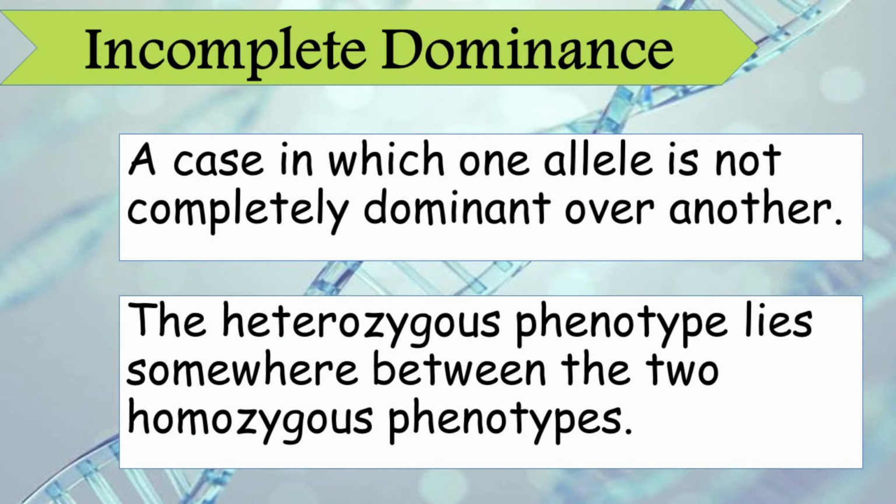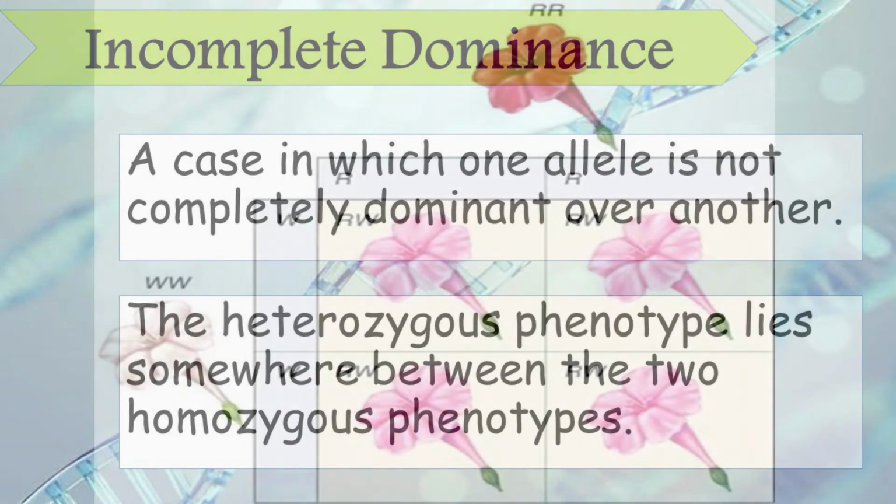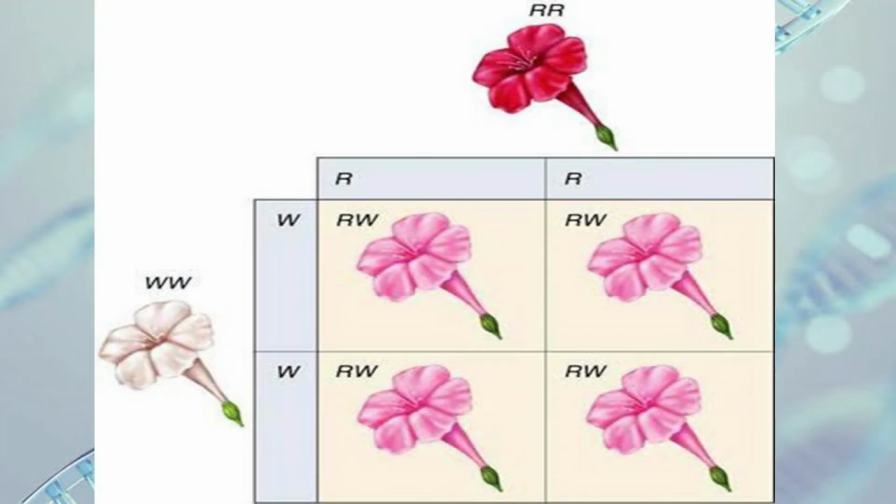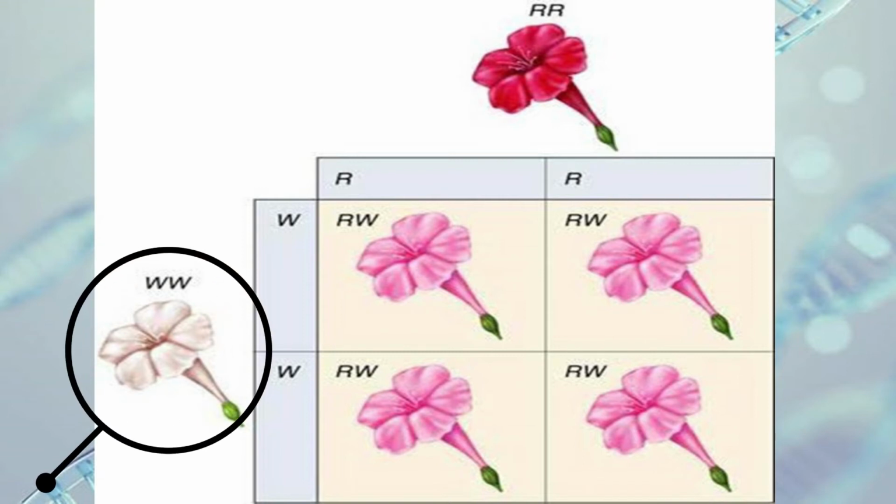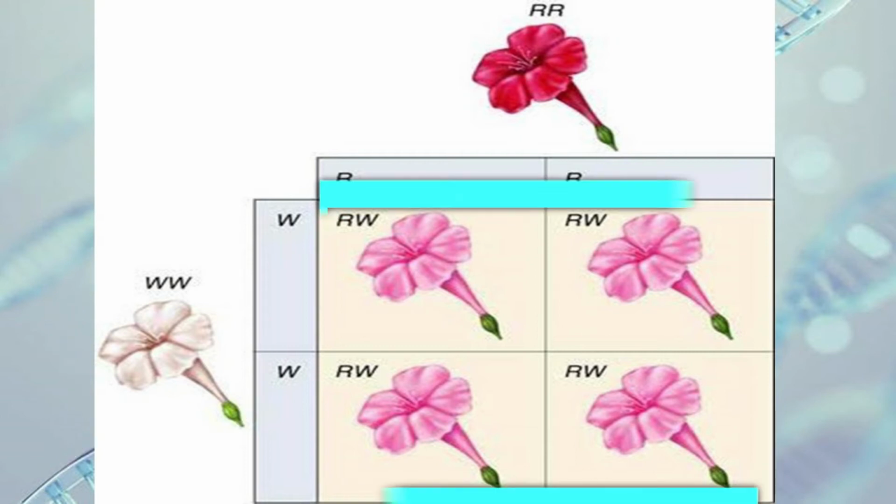Keep this in mind. Incomplete dominance is a case in which one allele is not completely dominant over another. The heterozygous phenotype lies somewhere between the two homozygous phenotypes. This results in a third phenotype in which the expressed physical trait is a combination of the dominant and recessive phenotypes. An example for incomplete dominance is the flower color. When a pure red flower plant is crossed with a pure white flower plant, the offspring will produce neither red nor white flowers. Instead, all flowers will be pink.